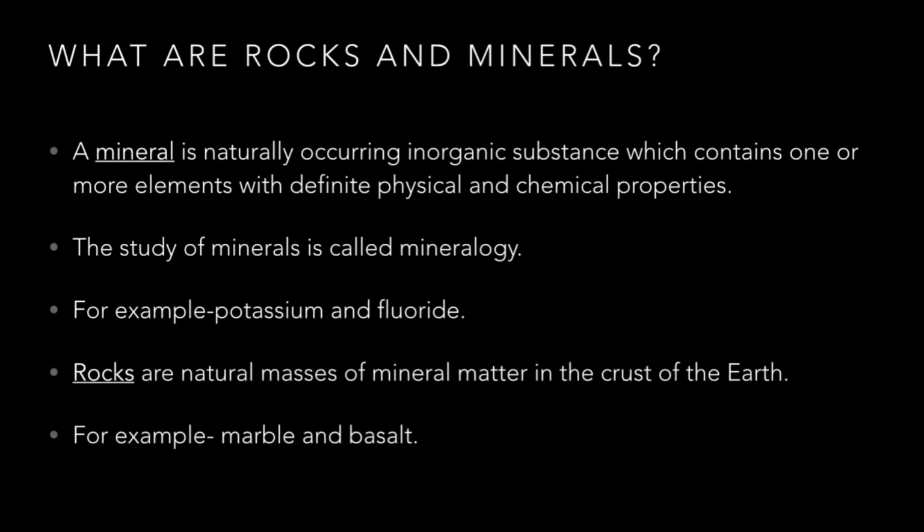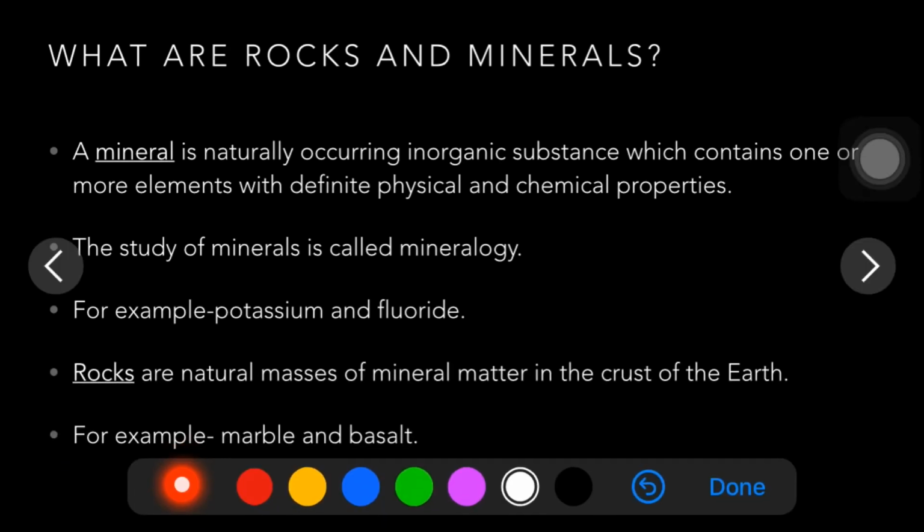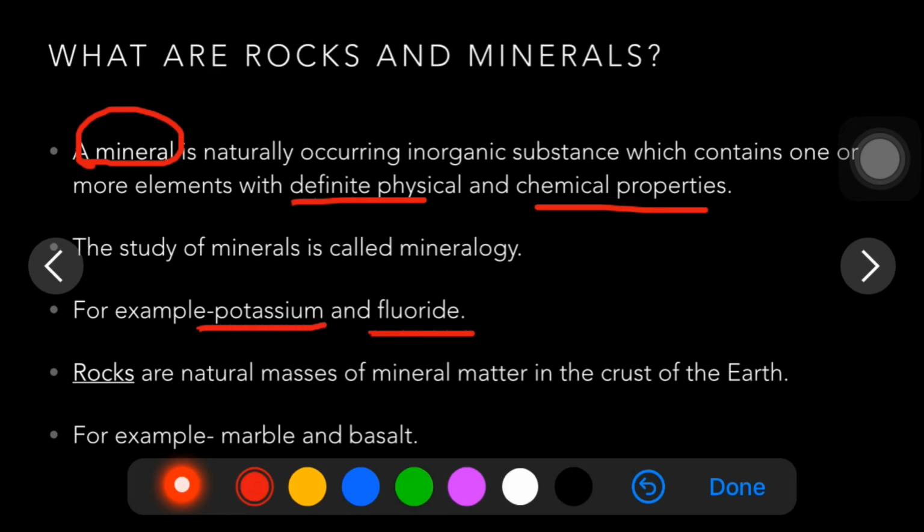Okay, so let's start with the basic description of rocks and minerals. First, what do we mean by a mineral? A mineral is a naturally occurring inorganic substance which contains one or more elements with definite physical and chemical properties. For example, diamond, potassium, fluoride, and quartz are few examples of minerals. The study of minerals is called mineralogy.